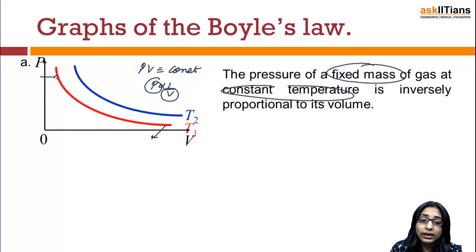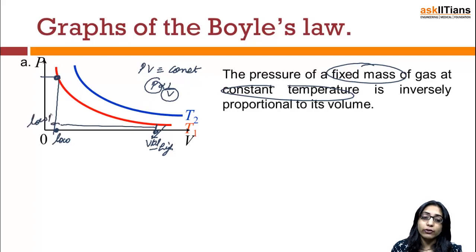When you are working for a very high value of pressure, the volume value correspondingly is low. Whereas if you are working for a high value of volume, then you can see that the pressure is going to be low. So if P is high, V will be low. If P is low, V will be high.